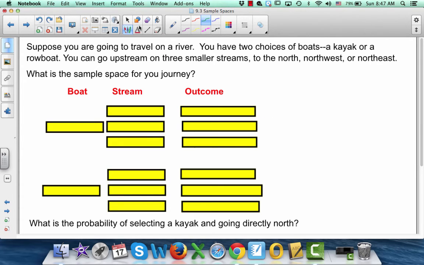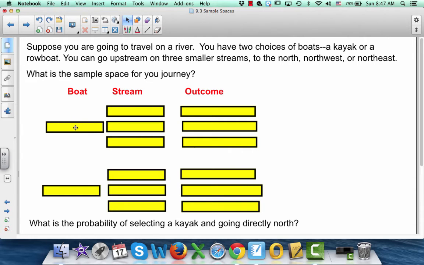Suppose you're going to travel on a river and you have 2 choices of boats, a kayak or a rowboat. You can go upstream on 3 smaller streams, to the north, northwest, or northeast. What is the sample space for your journey?